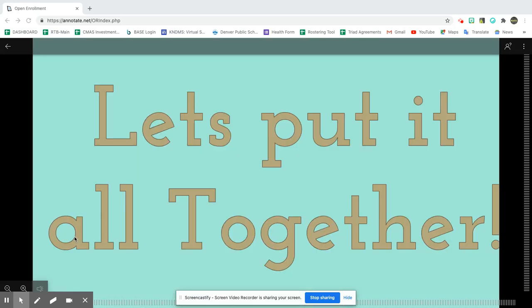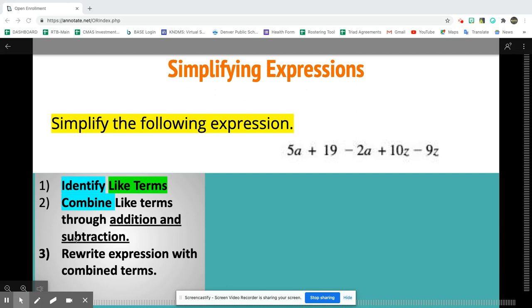let's kind of put it all together, as you can see here. So we want to simplify this expression. We want to make it as small as possible. The first thing I want to do is identify like terms. When I'm identifying like terms, I also want to include the operation that's in front. So as I go through, this is going to be the first model. The next ones you have a chance to do on your own.